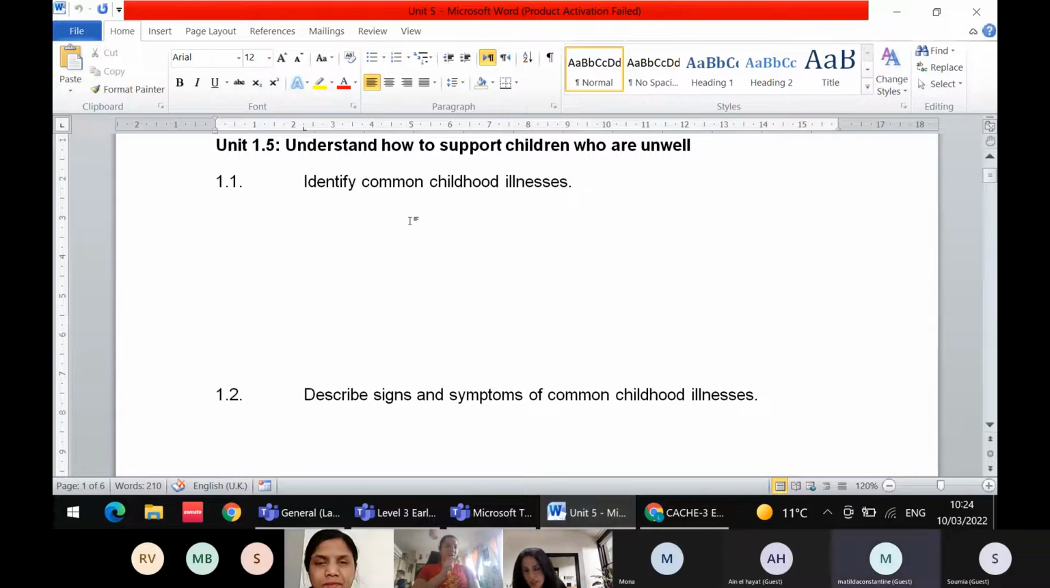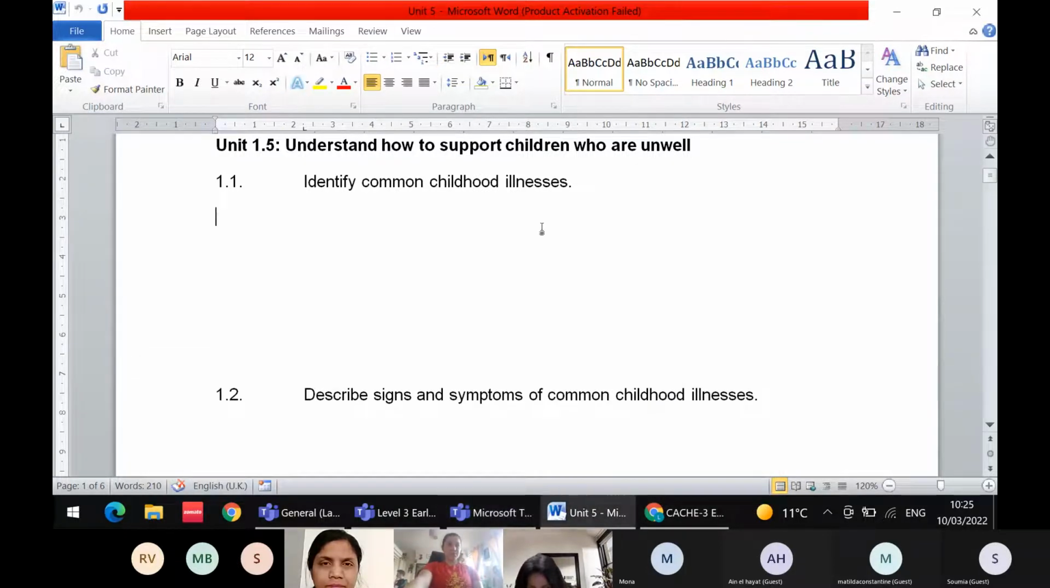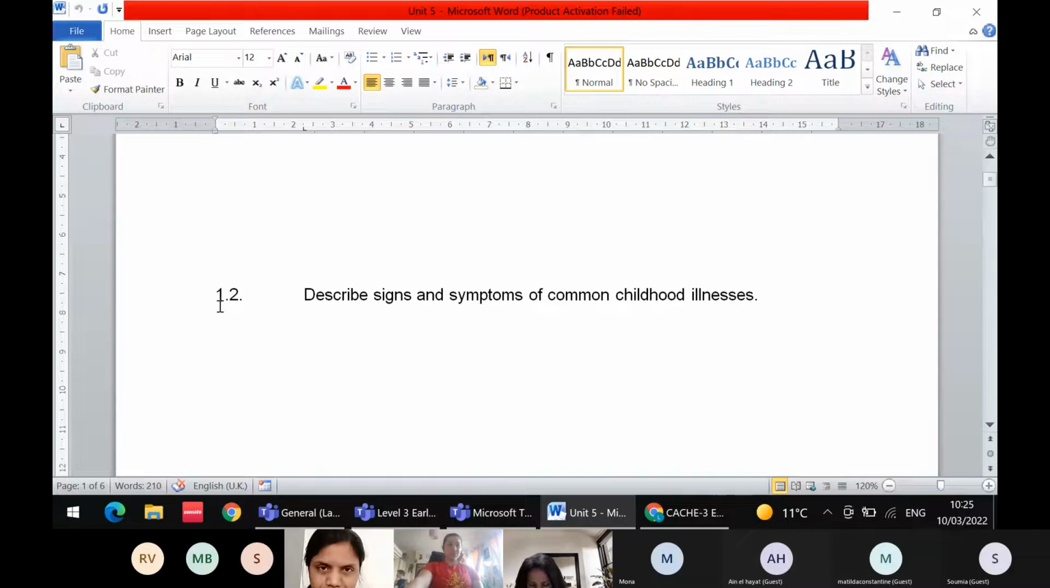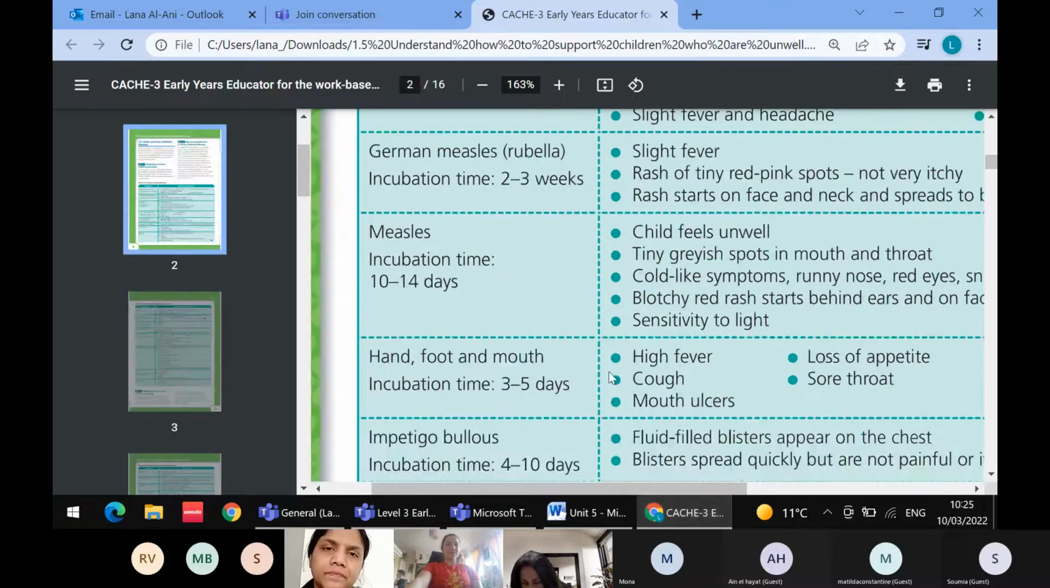So now to answer these questions, I'm going back to my questions, okay? Question 1.1, identify common childhood illnesses. If I were going to answer this question, I would just put the names of these illnesses which we have just described, yeah? Is it clear? Yeah. And then question 1.2, describe symptoms and signs for the common childhood illnesses. We just did it now, so I described all these signs.